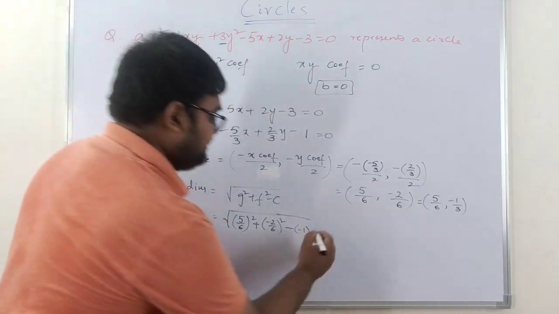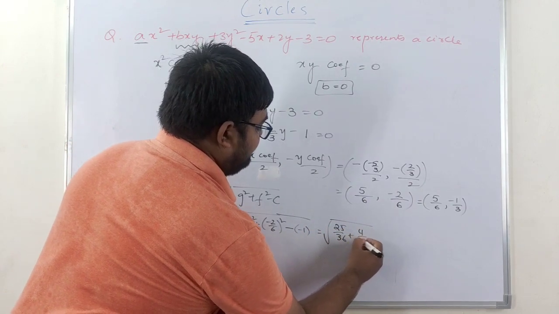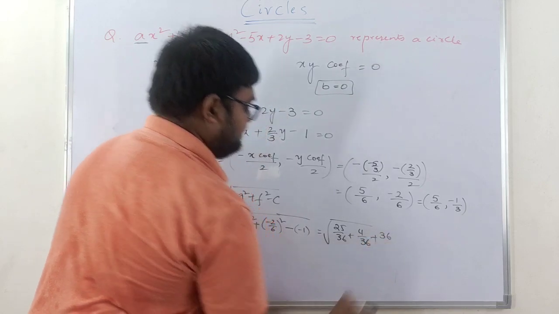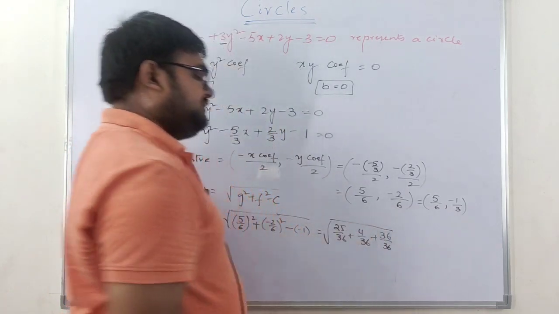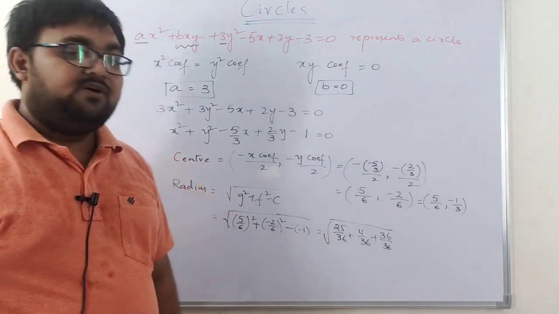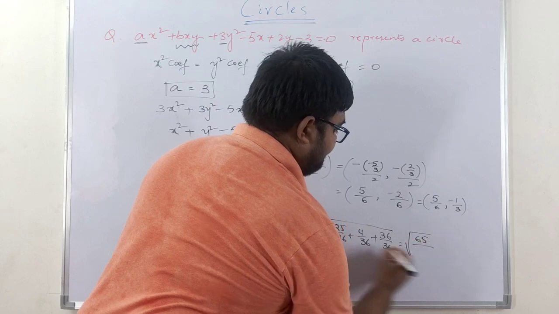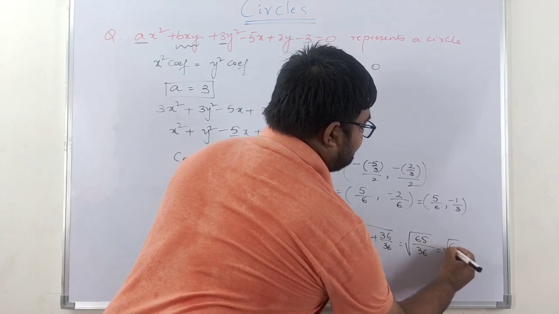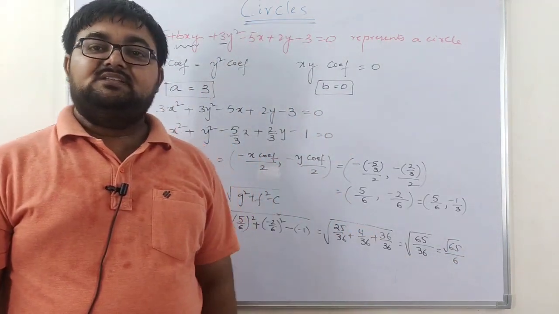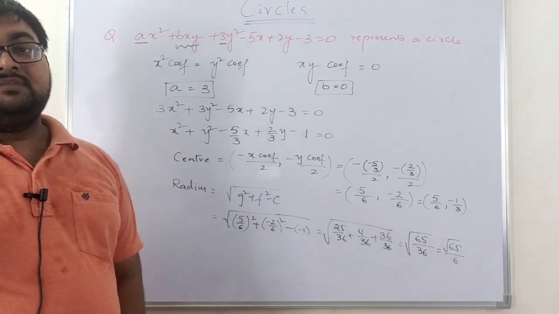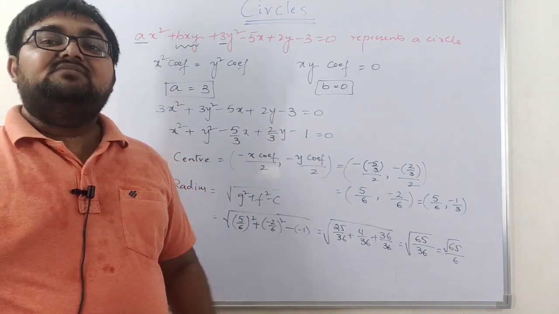On simplification, what are we going to get? This is 25 by 36 plus 4 by 36 minus, and minus of minus is plus. So 1 I can write as 36 by 36. So 36 plus 4 is 40, 40 plus 25 is 65, divided by 36. So I can write it as root 65 by 6. This is nothing but the radius of the given circle. Likewise, we can find the radius as well as the center of the circle when the equation is given.